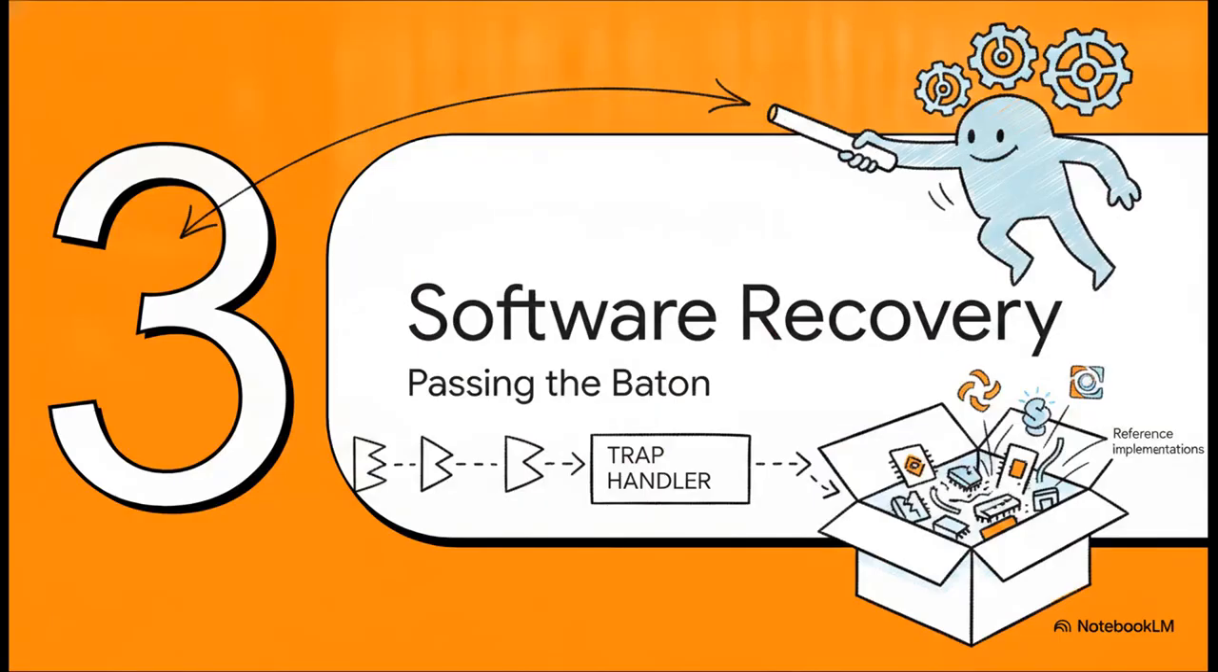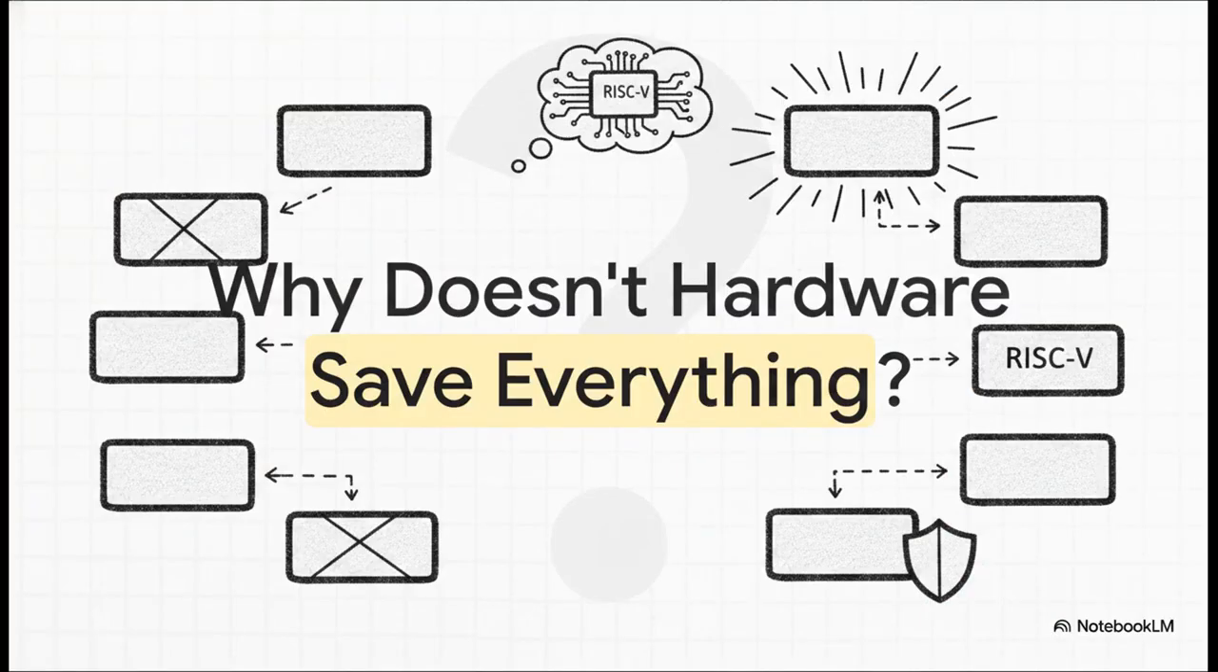Software drives the recovery, effectively passing the baton. So the hardware has done all this heavy lifting instantly, and now it passes the baton over to the software handler. Once inside the trap handler, software officially takes control of the recovery process. This is exactly where reference implementations, like the ones from the OpenSBI open source project, step in to manage the fallout. But there's a fascinating design choice here.